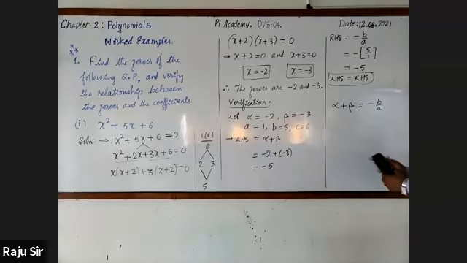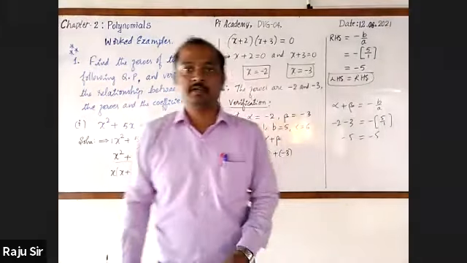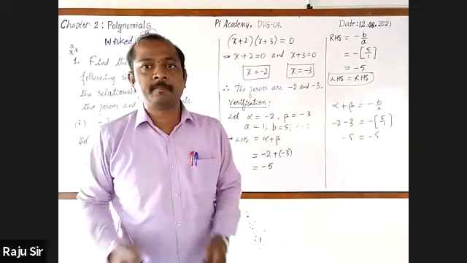Then alpha is -2, beta is -3 equal to minus b by a is 5 by 1, -5 equal to minus. Hence it is verified. Is it correct? Do you think it is correct, sir?